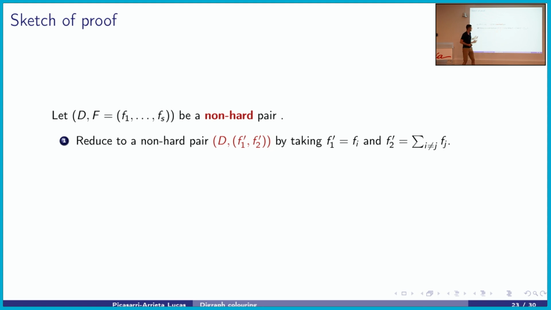And for this, we just say that the first color will be F_i for some well-chosen i, and F2 prime will be the sum of the other functions. And then you can show that if you choose i carefully, what you obtain here is again a non-hard pair. And that using a greedy procedure, you can transform an F prime dicoloring of D into an F dicoloring of D.